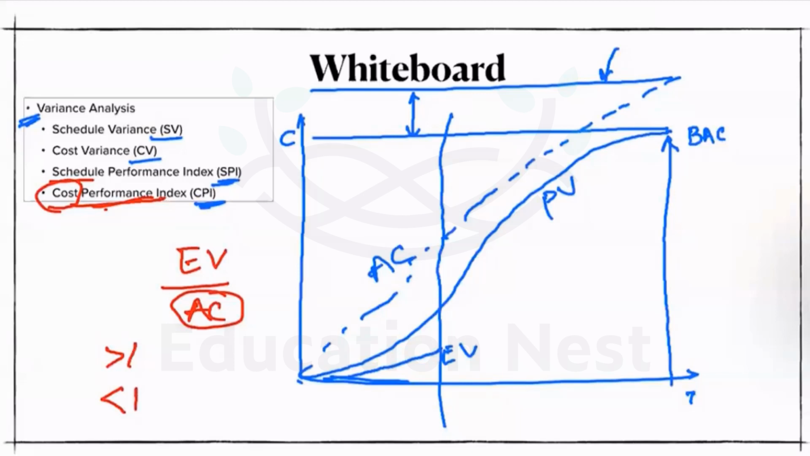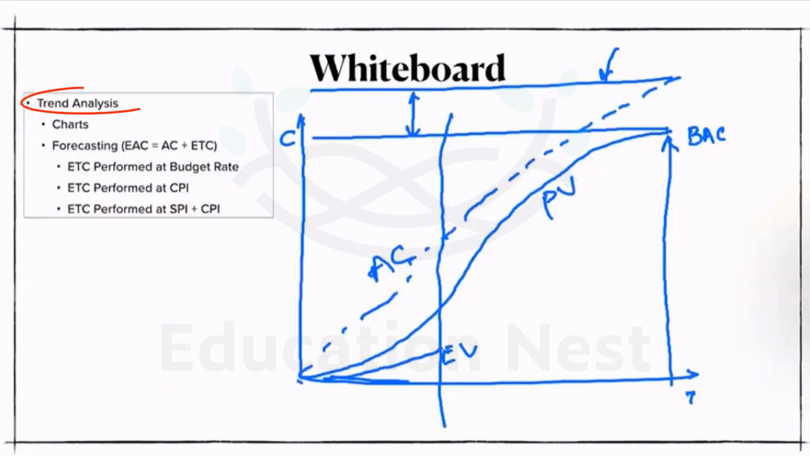Right. So these are also direct questions. If a statement comes that we are overutilizing the costs, we have to choose less than 1 CPI. If we are under earning in the costs, then we have to choose greater than 1. So clearing it up, we have to move to the third, the trend analysis.